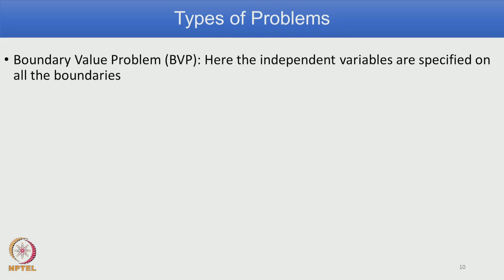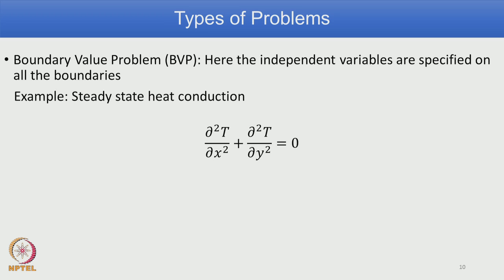Next, we also have to know what is the type of problem. There are two classifications. One is a boundary value problem. Here independent variables are specified on all boundaries. For example, the steady state heat conduction equation is given here, ∂²T/∂x² plus ∂²T/∂y² equal to 0, and we know from the previous class this is a Laplace equation, and this equation falls under the elliptic nature of solution category.